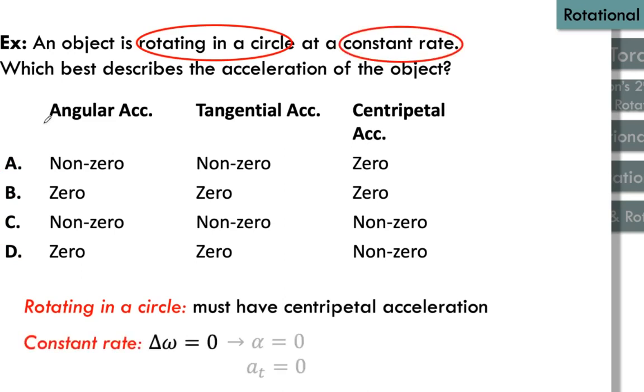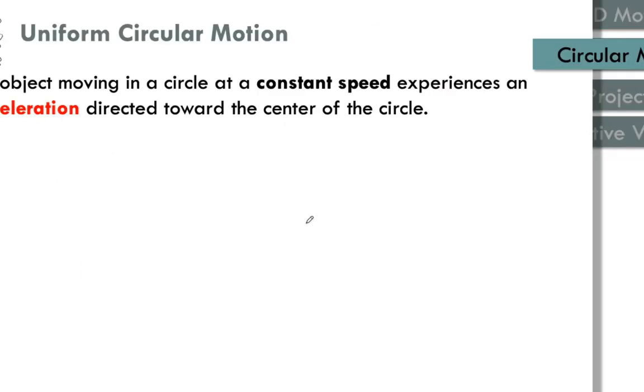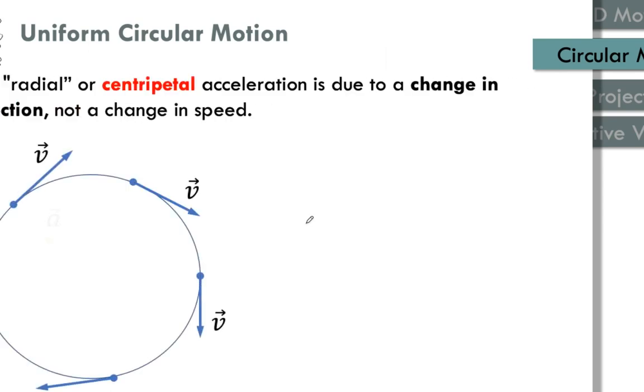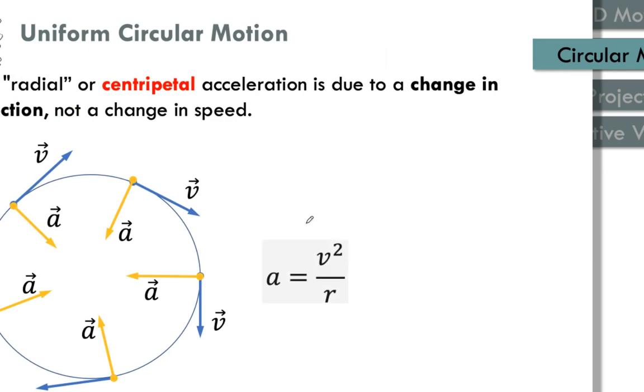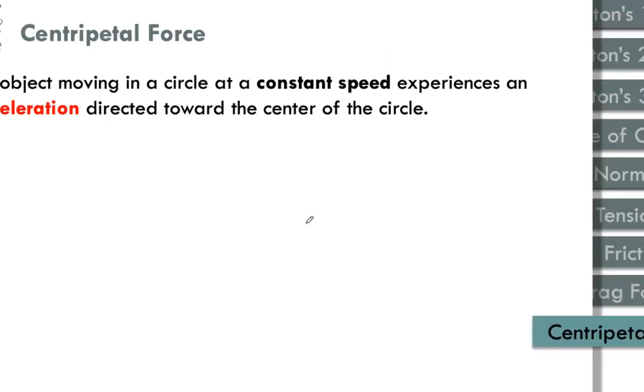Okay, as we stated before, the centripetal acceleration is caused by a net centripetal force. So let's talk about what a net centripetal force is. An object moving in a circle at a constant speed experiences this acceleration, and that acceleration is directed towards the center of the circle.